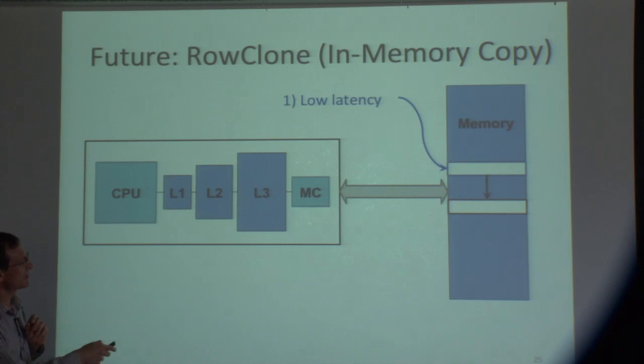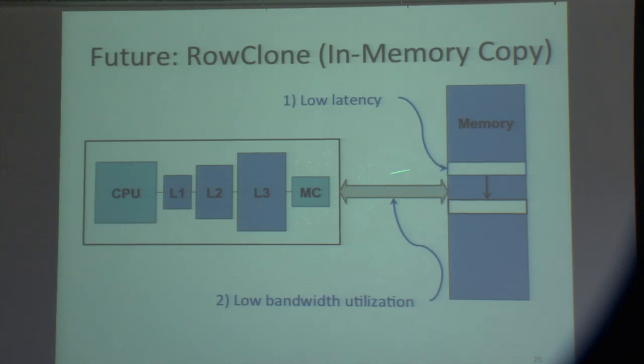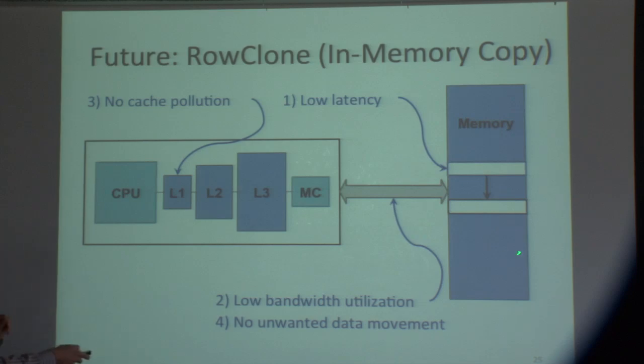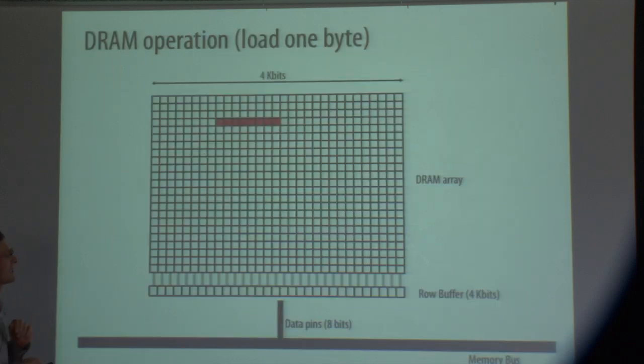OK. So what are the benefits? This is low latency, because internally you will do this in DRAM. And maybe you can exploit some of the things that we've discussed earlier. Low bandwidth utilization, because you just need to send the command over here. And no cache pollution. You don't bring the data. And no unwanted data movements, if you're not using the data, then you would like to do this, right? If you're using the destination page, maybe you'd like to do something else also. Maybe you'd like to bring some of the parts of the destination page.